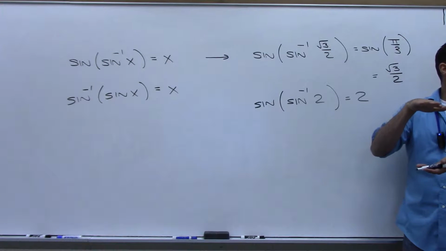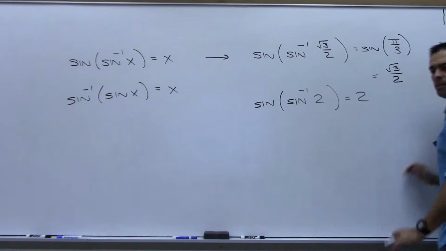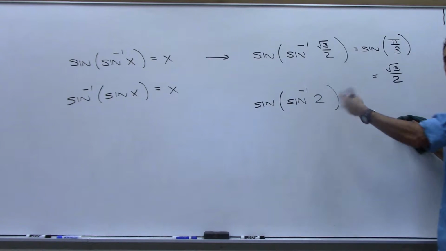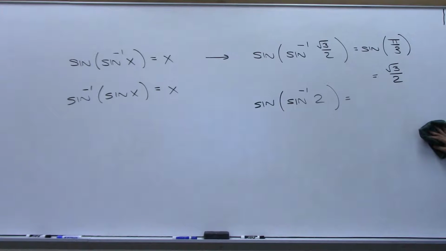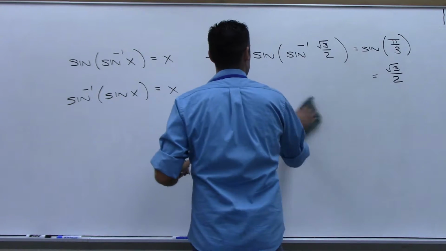Sine is bounded between -1 and 1, so it's impossible. So this can't possibly be 2, right? There'd be no answer for this. This wouldn't make any sense. But if you put 2, you would be incorrect. All right, so that's the dangerous part of that one. This one is even more dangerous.